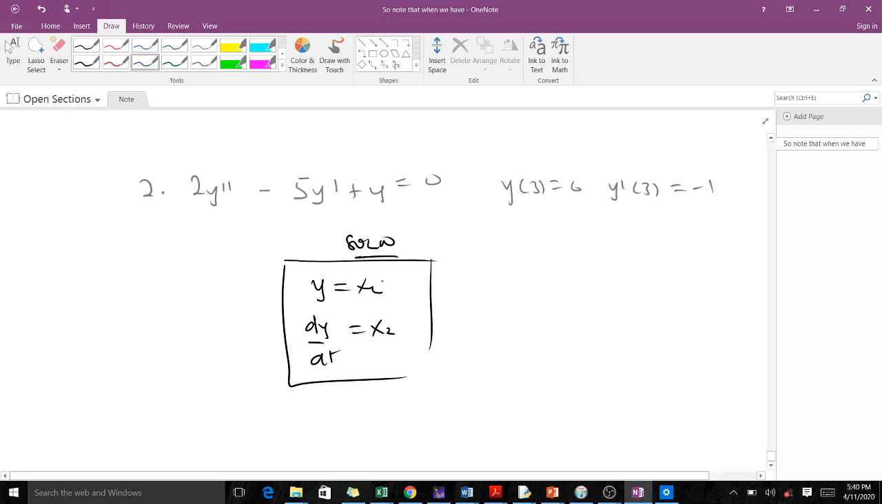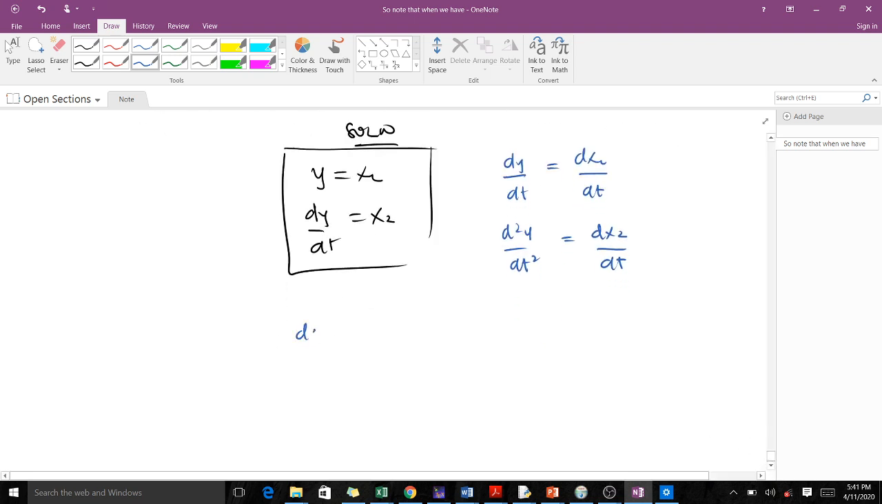So the next thing to do is to differentiate both sides. When you differentiate both sides, we are going to get dy/dt equal to dx1/dt, and this will give us d²y/dt² equal to dx2/dt. But note that dx1/dt is equal to dy/dt, and dy/dt here is x2. And you realize that dx2/dt is equal to d²y/dt².